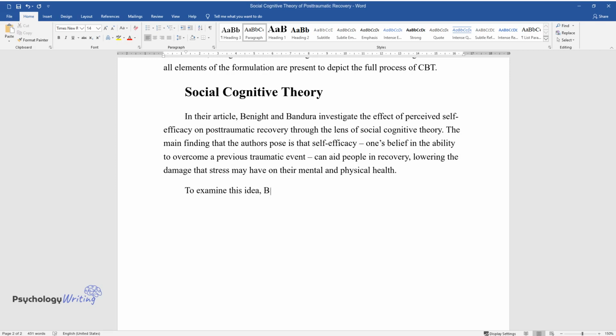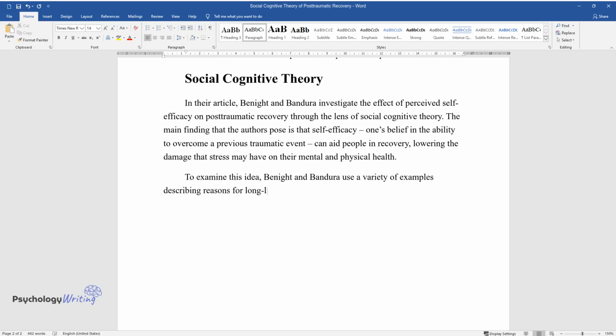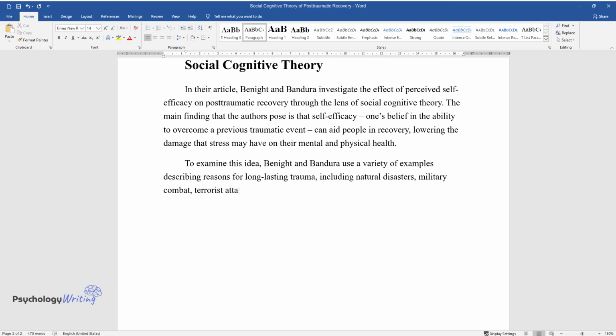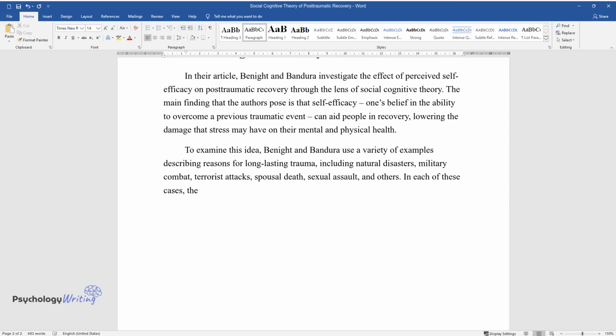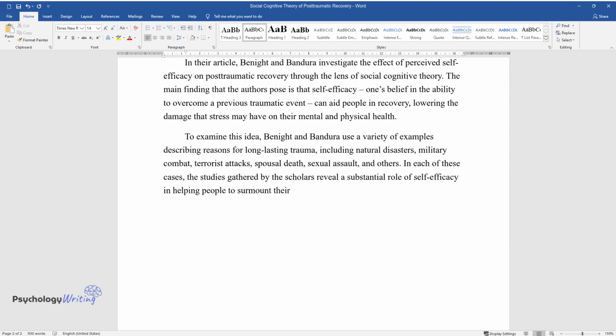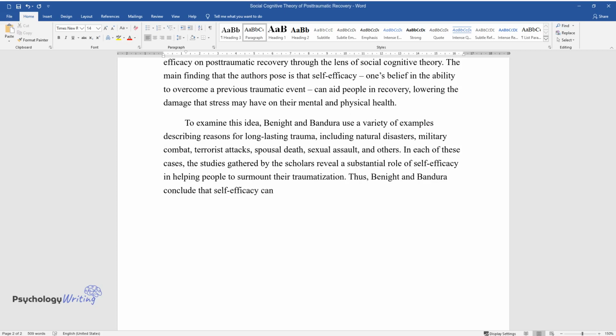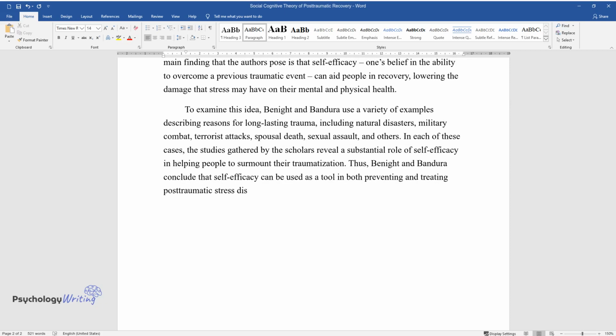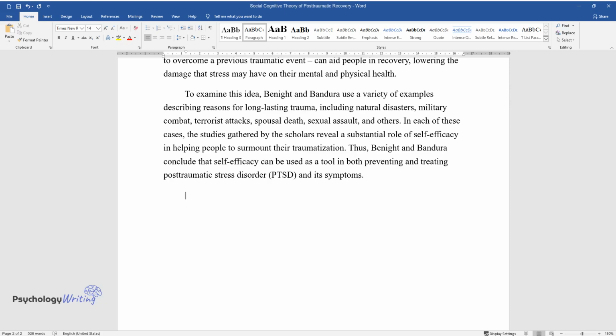To examine this idea, Benight and Bandura use a variety of examples describing reasons for long-lasting trauma, including natural disasters, military combat, terrorist attacks, spousal death, sexual assault, and others. In each of these cases, the studies gathered by the scholars reveal a substantial role of self-efficacy in helping people to surmount their traumatization. Thus, Benight and Bandura conclude that self-efficacy can be used as a tool in both preventing and treating post-traumatic stress disorder, PTSD, and its symptoms.